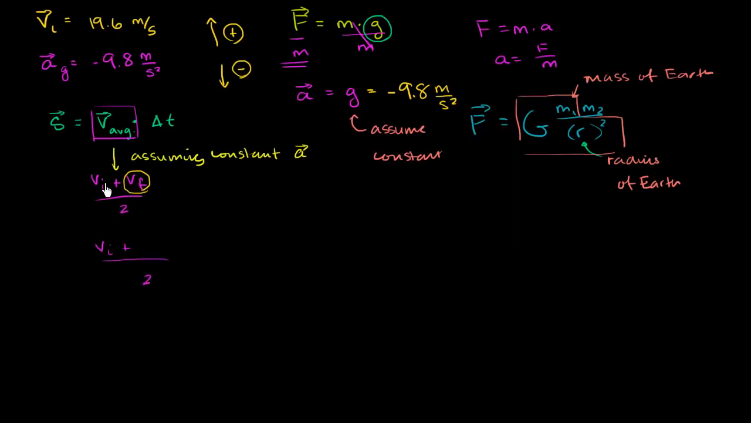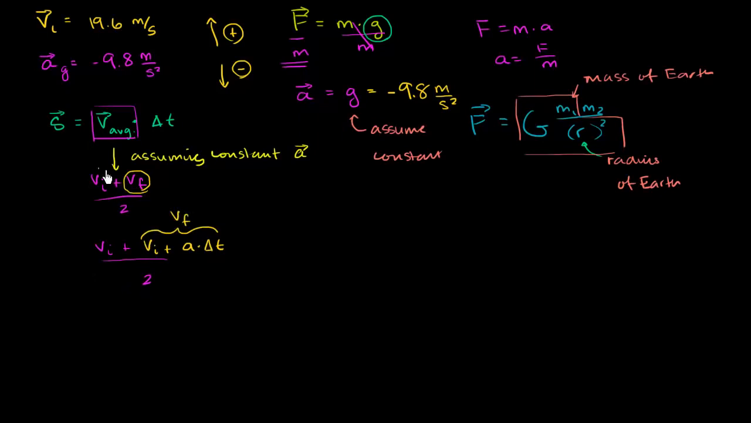Well, the final velocity, I'll do it in that same yellow color, is going to be your initial velocity plus your acceleration times change in time. Right? If you're starting at 10 meters per second and you accelerate at 1 meter per second squared, then after a second you'll be going 1 meter per second faster than that. So this right here is your final velocity.